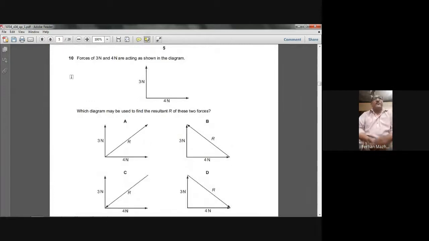A force of 3 Newton and 4 Newton are acting as shown in the diagram. Which diagram may be used to find the resultant R of these two forces? So you can see in the question, the two forces are given. Both these forces are represented with 2 arrows and their tails are joined. If you want to find out the sum of 2 vectors, or the resultant of 2 vectors, and you have put them in such a way that their tails are joined, then we always apply the parallelogram law.